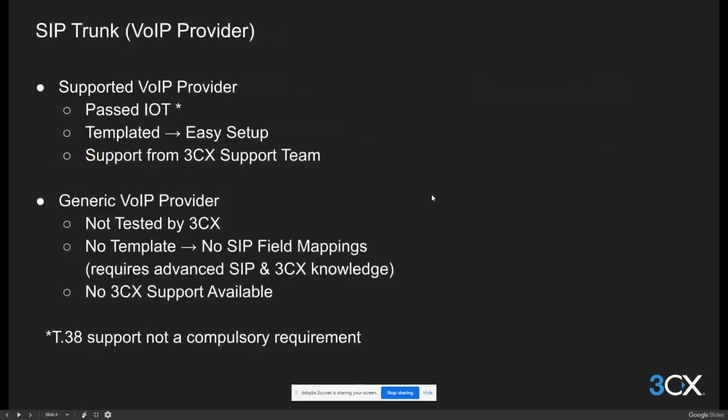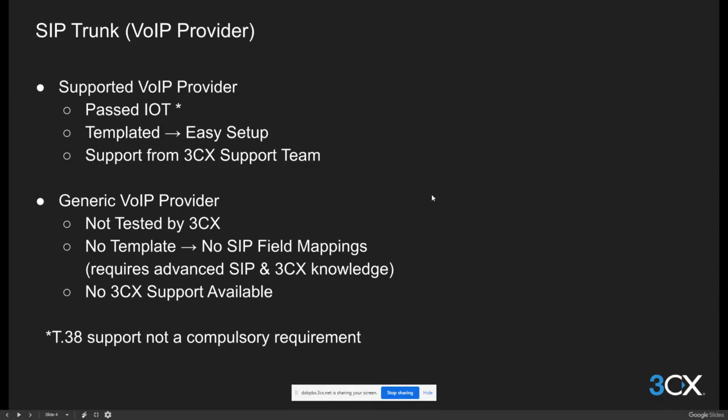Now, for SIP trunk VoIP providers, the supported VoIP providers, as I told you, should be tested with 3.6 and templated. If it is supported, the template is already present in 3.6, so it is easy to set up and you will not face issues. And with support from the 3.6 support team, as I told you, if you face any issues during configuration, the 3.6 support team will help you.